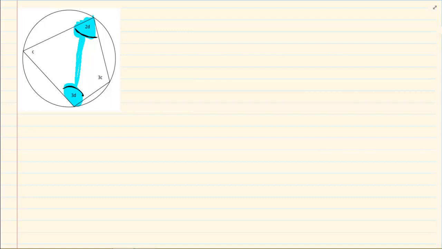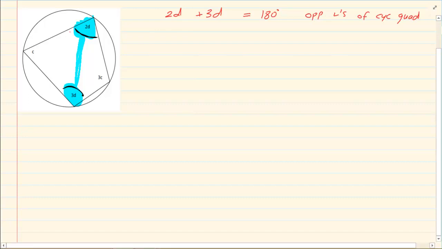So looking at the drawing, what does it mean? It tells us that 2D plus 3D is going to equal 180 degrees. Why? It's the opposite angles of a cyclic quad. The opposite angles of a cyclic quad add up to 180 degrees. So if I want to solve for D, then I have 5D is equal to 180 degrees. That means D is equal to 36 degrees.